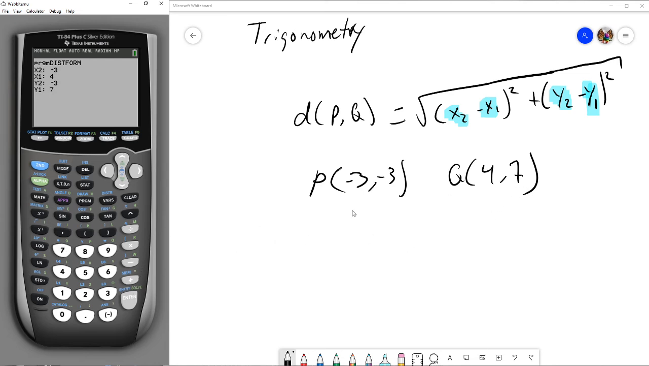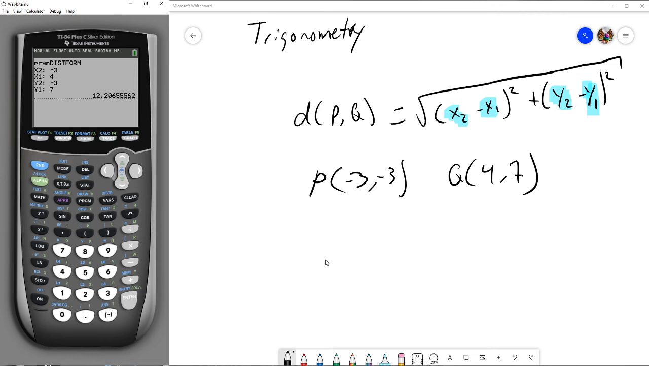It actually doesn't matter which one you call x2 and x1, y2 and y1. As long as if this is x1, then this has to be y1. If this is x2, then this has to be y2. It doesn't matter if this is x1 or this being x1. Now we hit enter, and voila, there it is.